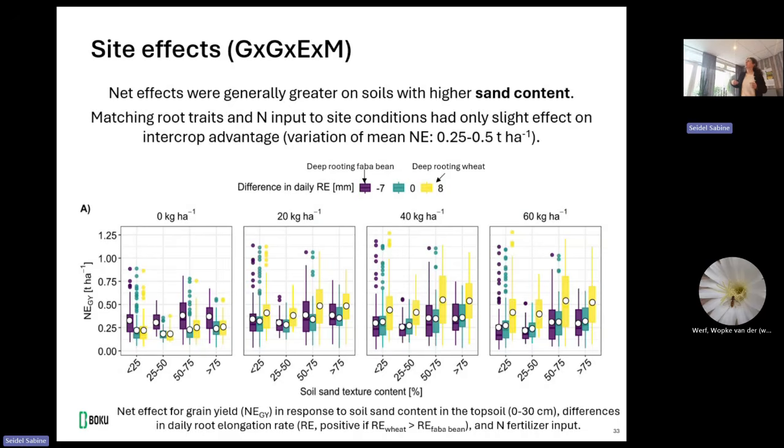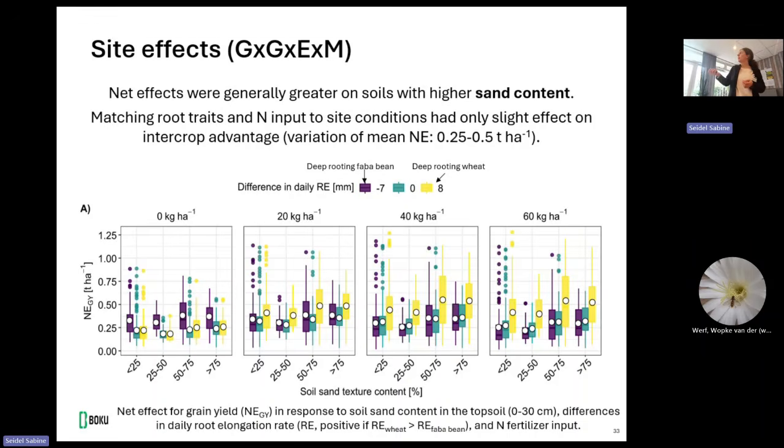What you can see is that the net effects are generally greater on soils with higher sand content. So here we are reaching higher values than here. Higher sand content, higher mean net effects can be found, but again, the effect is not too high. The variation is between 0.25 and 0.5 tons per hectare.